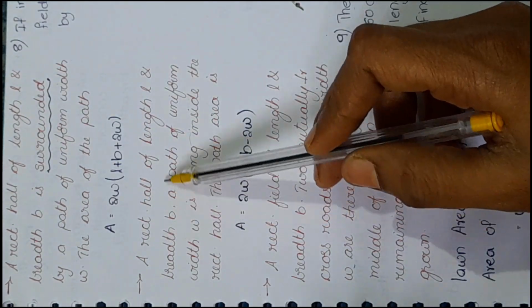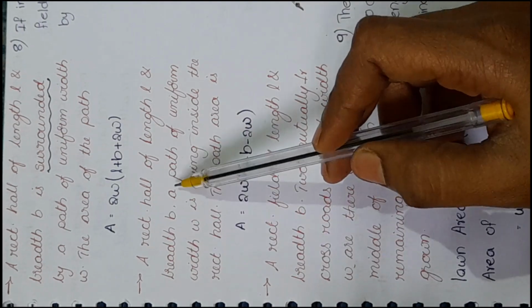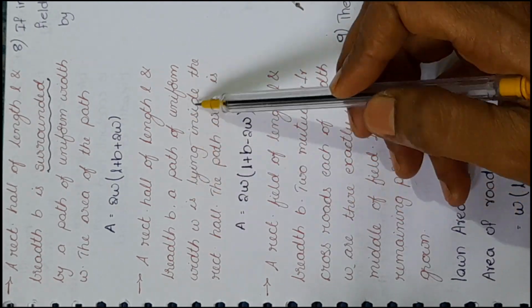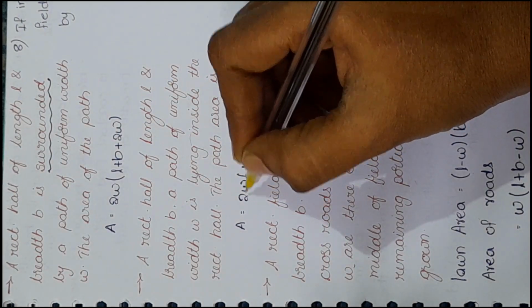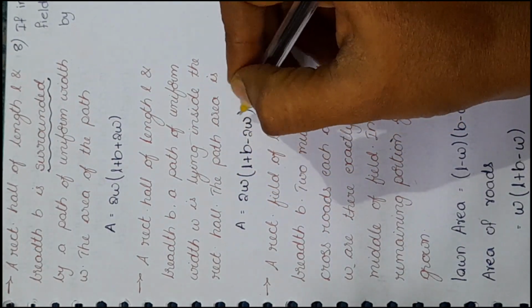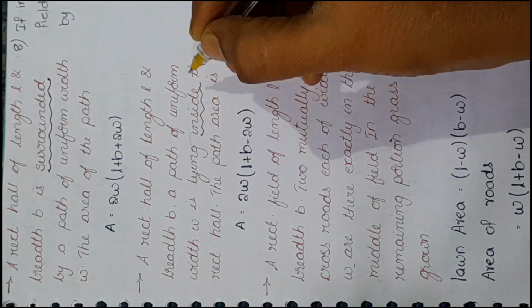Next one, a rectangular hall of length L and breadth B, a path of uniform width W is lying inside the rectangular hall. So the path area A is equal to 2W into (length plus breadth minus 2W). Here the path is lying inside the rectangle.